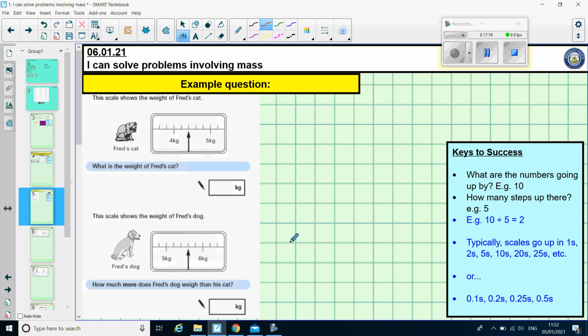This question then, we've got the scale showing the weight of Fred's dog. Again, the scale is exactly the same as for the last question. So we've got the difference between 5 and 6 kilograms is 1 kilogram. The scale is going up in 200 grams or 0.2s. And this time, if we count up in 0.2s, we've got 5.2, 5.4, 5.6 kilograms is the weight of Fred's dog.